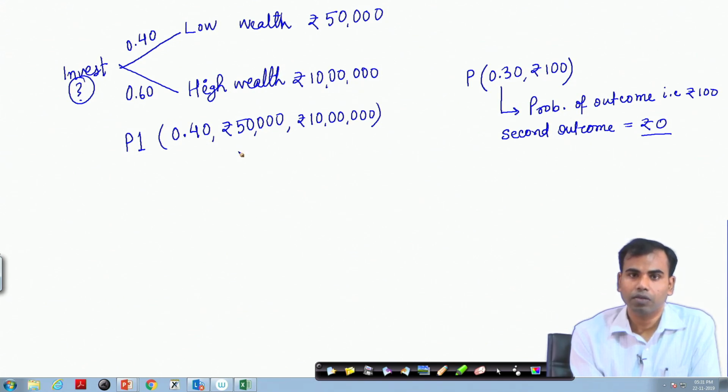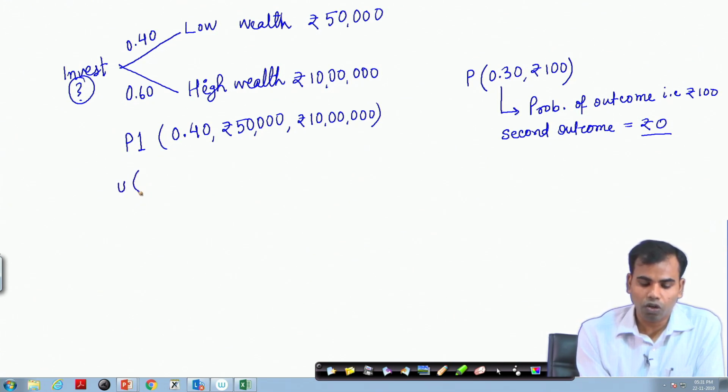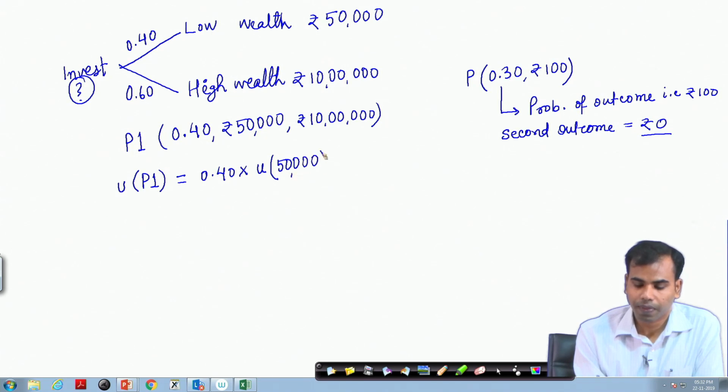Similarly, coming back to P1, that is prospect 1, if you want to use the utility theory framework to explain what should be the utility derived from this choice, we can refer to the same approach where utility of prospect 1 will be 40% into utility of 50,000 plus 60% probability of utility of 10 lakh.